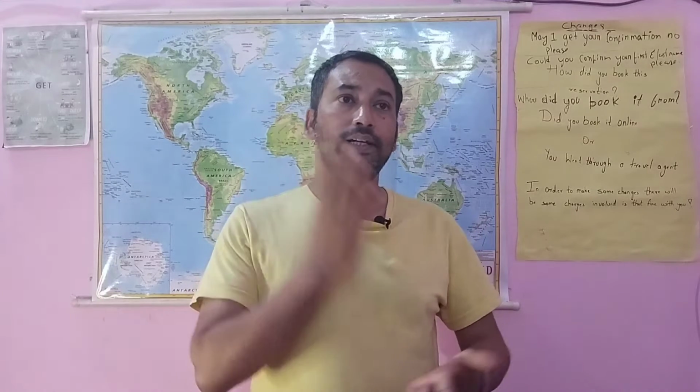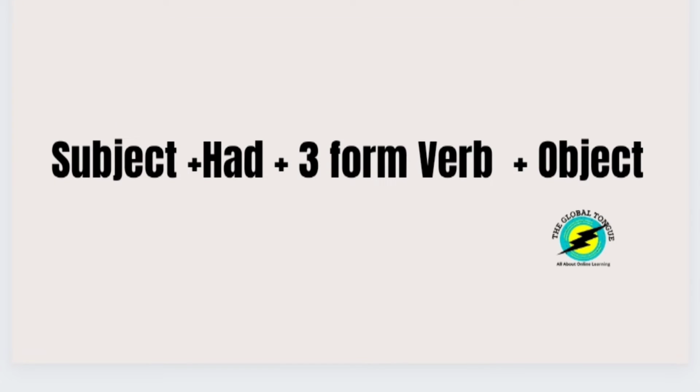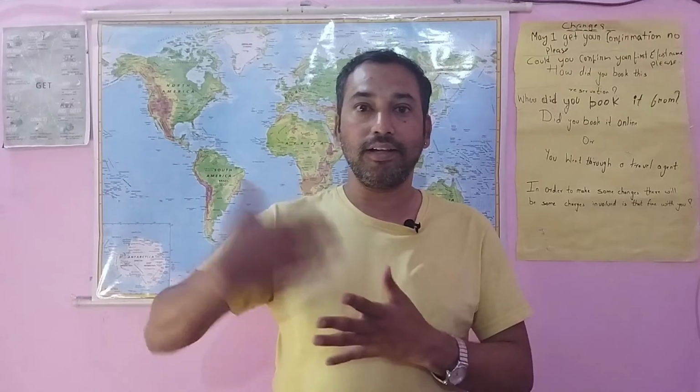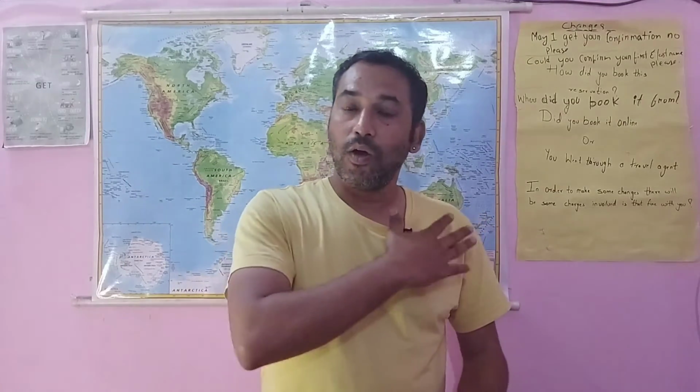Right? And the formula for past perfect tense will be: subject plus had plus third form of verb plus object. So here we would only be using had, right? So we don't have to remember the other rules. It's only had we'll be using here, and we'll be using had with all our friends, right?